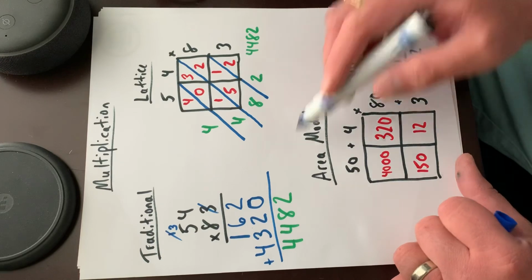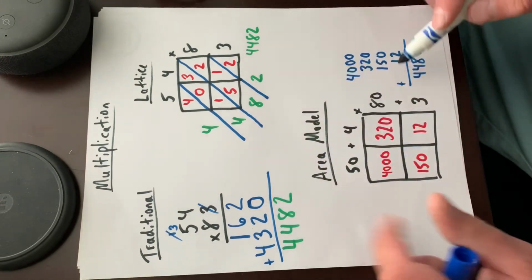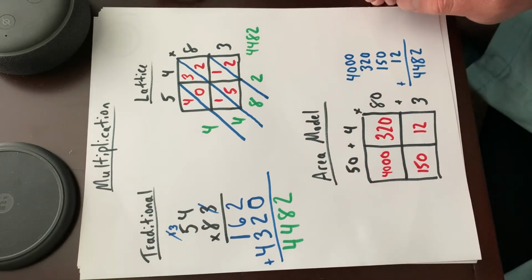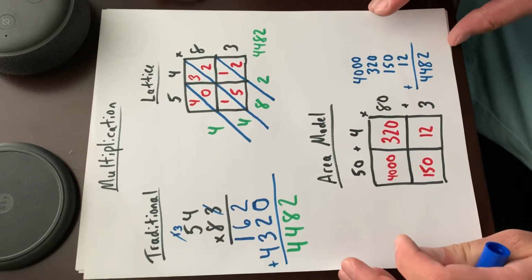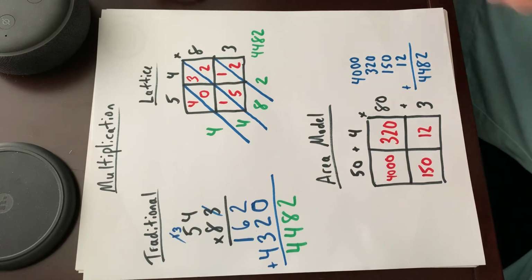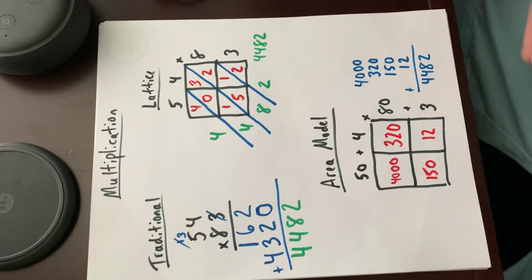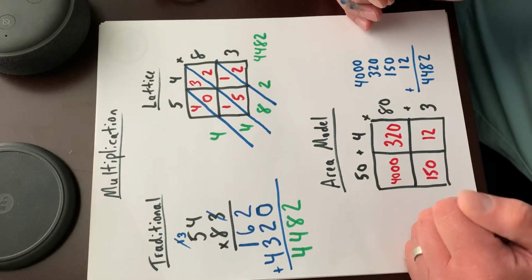4,320 is right there. These all match with each other. And these are the 3 methods that we did this year. So you just choose which one works for you for this week with any 2-digit by 2-digit multiplication.